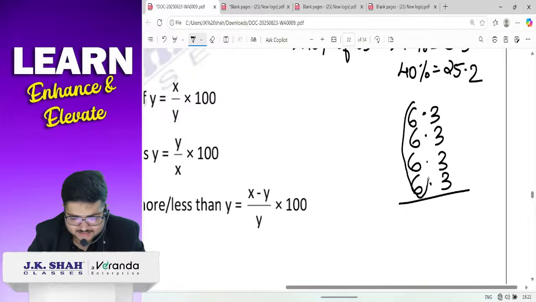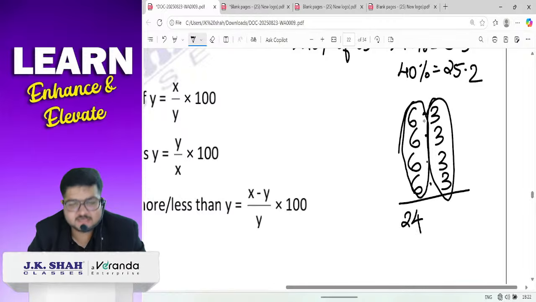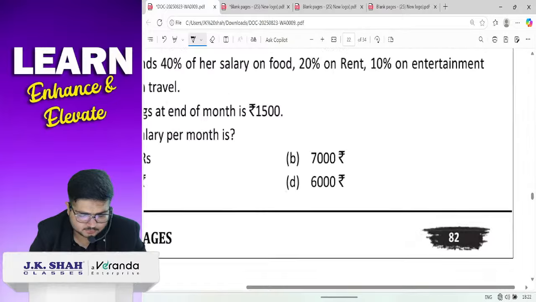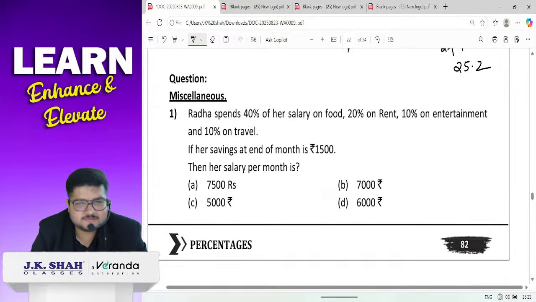So first add all the numbers before the decimal, that is 24. Now add 0.3, 0.3, 0.3, 0.3. It is 1.2. Then add both the numbers, 25.2. Everybody understood? Okay, great. Now we'll move to the MCQs.